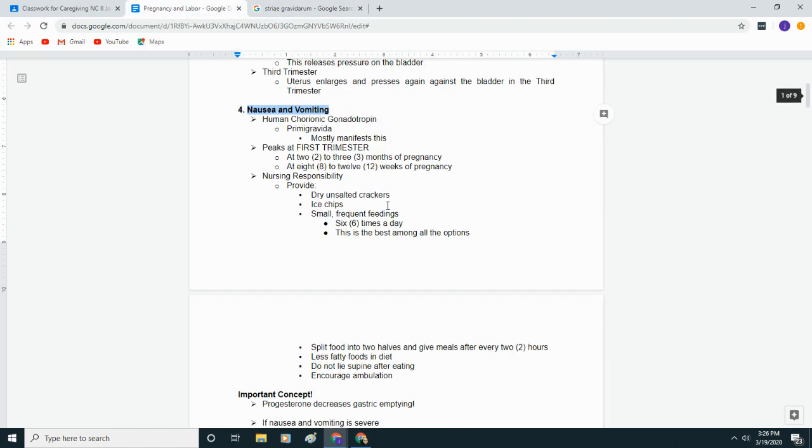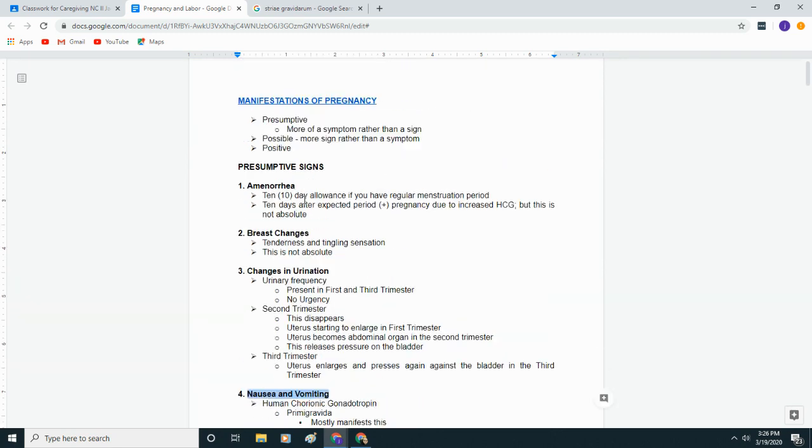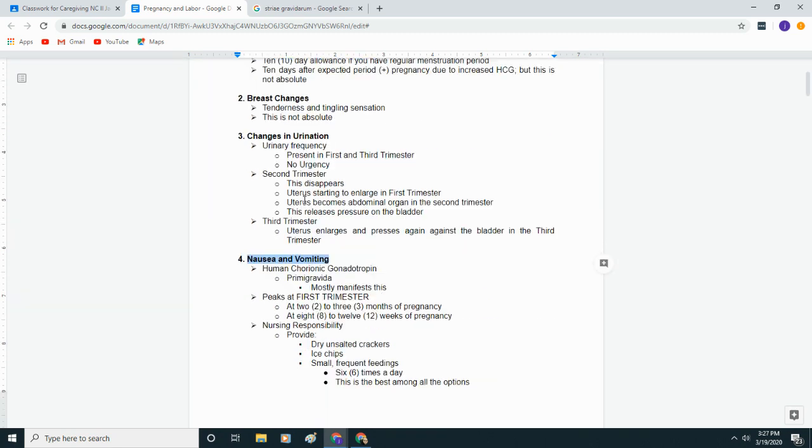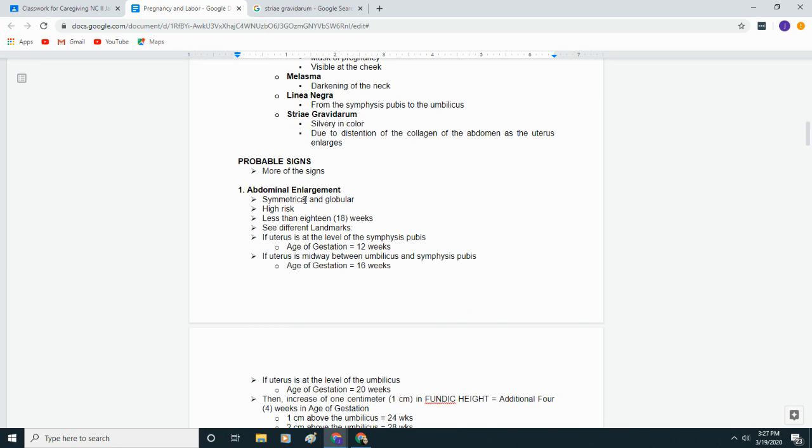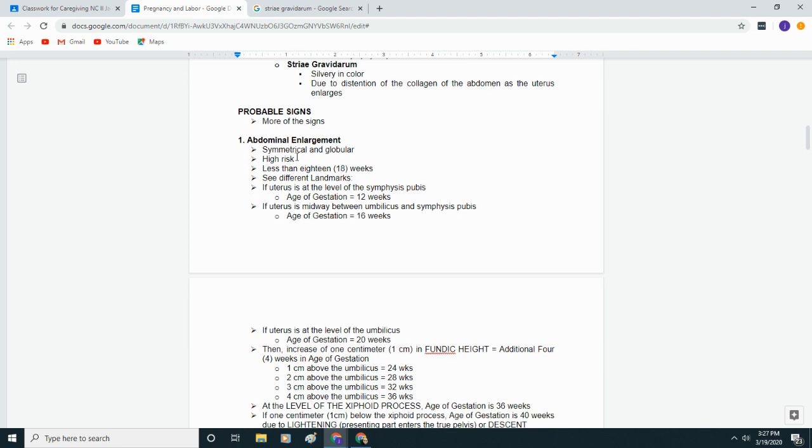So, that is your presumptive signs. Again, presumptives are more of a symptom. Now, let's go to probable signs, more of the signs. Okay? So, abdominal enlargement, of course, there is abdominal enlargement. Makikita naman natin yan sa buntis. Okay? Abdominal enlargement. So, symmetrical and globular sa pabilog.